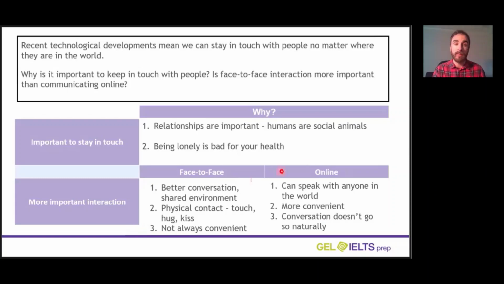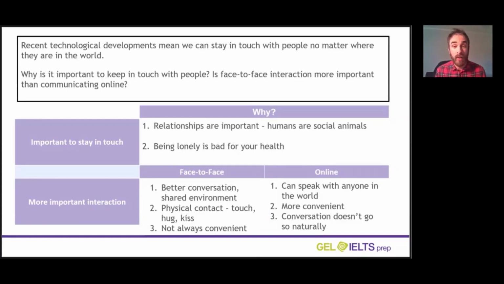Online interaction, well, the positive aspect is that you can speak with anyone in the world, no matter where they are. It's much more convenient. You can do it at any time of day, and you maybe don't need to get dressed to go outside. However, the conversation doesn't always flow so naturally. Online interaction is sometimes a little bit awkward.